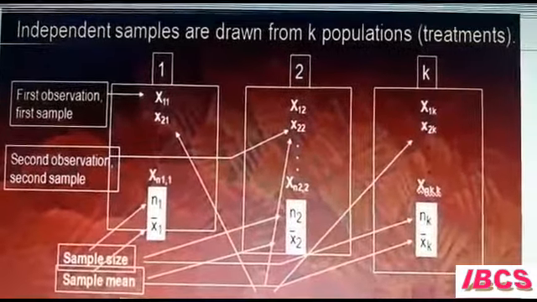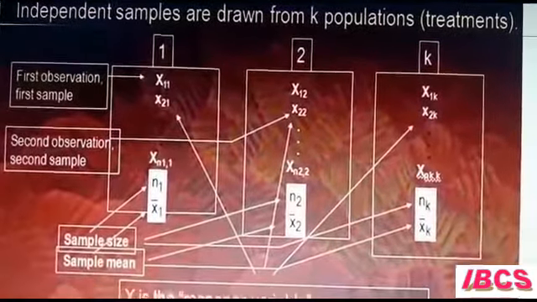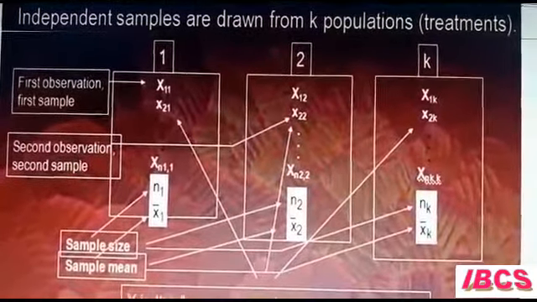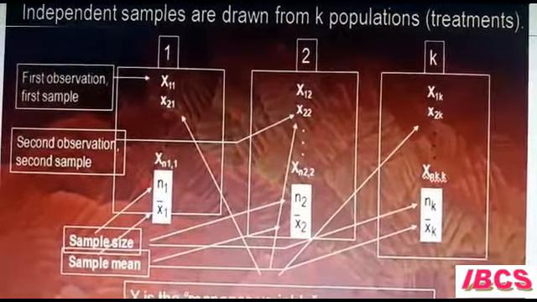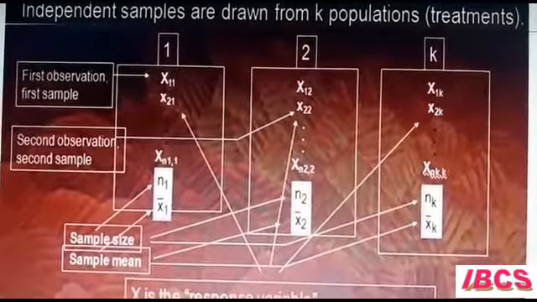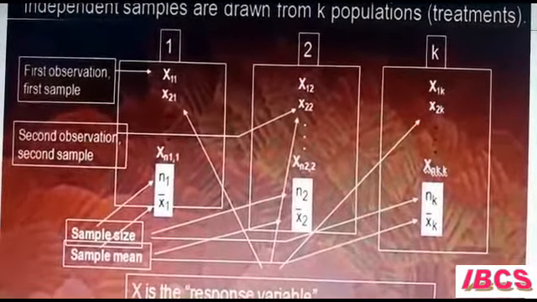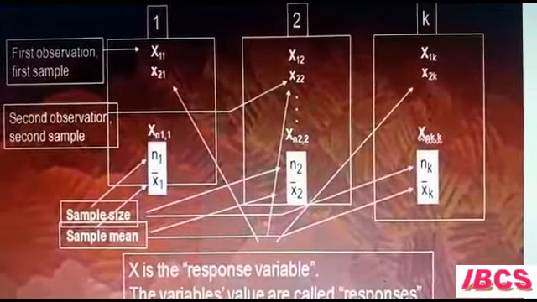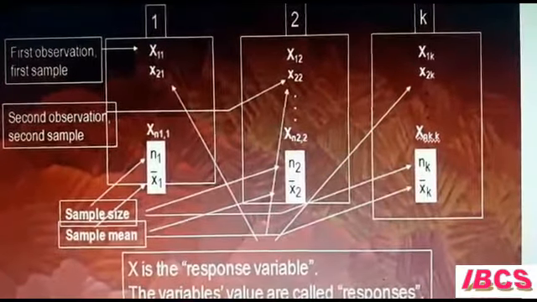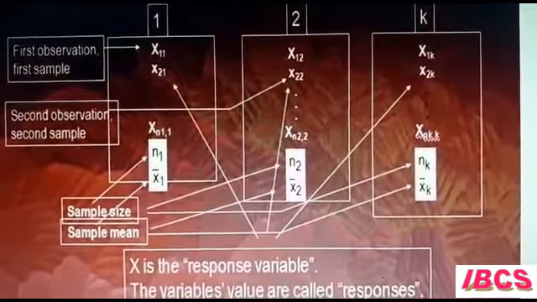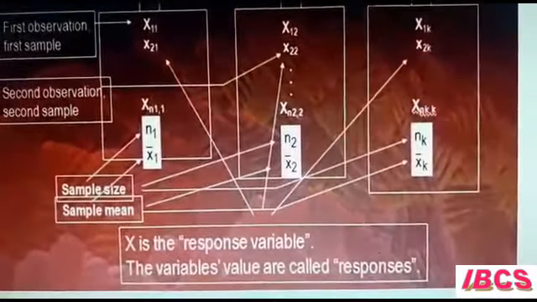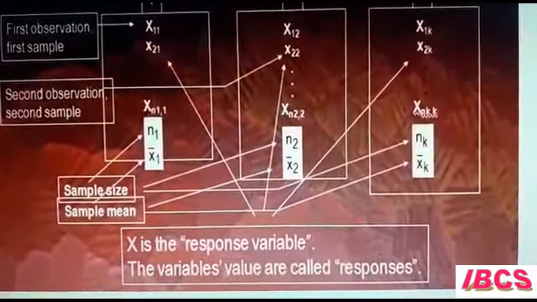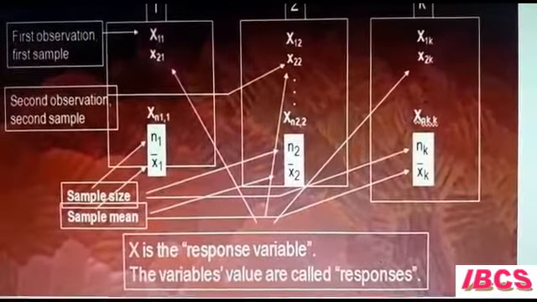Now if you look into this, you will find that independent samples are drawn from K populations, where the first observation is the first sample, the second observation the second sample, the third observation the third sample. The sample sizes are n1, n2, n3, like this up to nk. Then there are the sample means, where x is the response variable and the variable's values are called the responses.